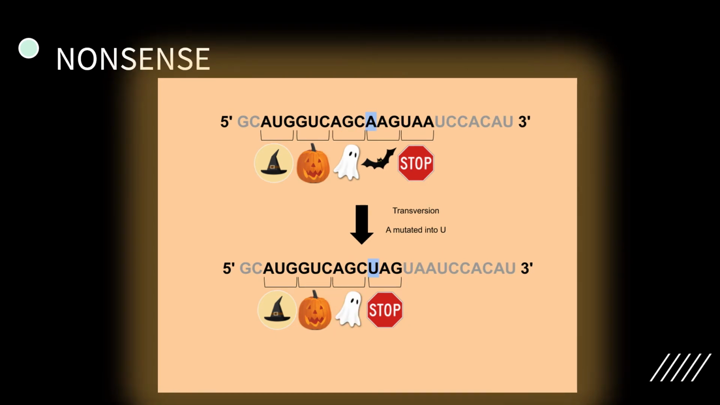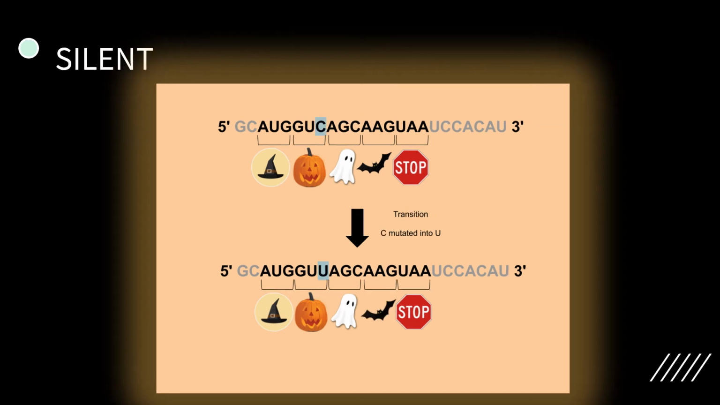Nonsense is when an amino acid is changed into a stop codon. So under our bat amino acid, you can see A is changed to U, and if you look up on the chart of amino acids we saw, this is now a stop codon. So the protein chain becomes shorter, and the bat is no longer there.